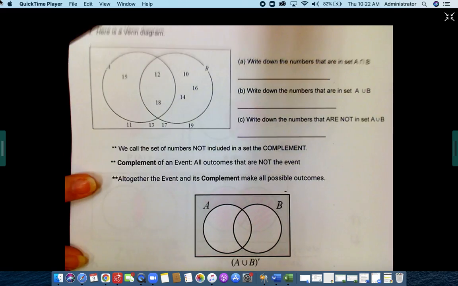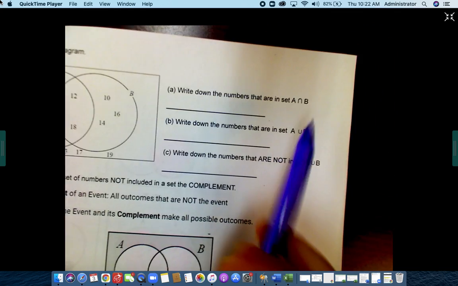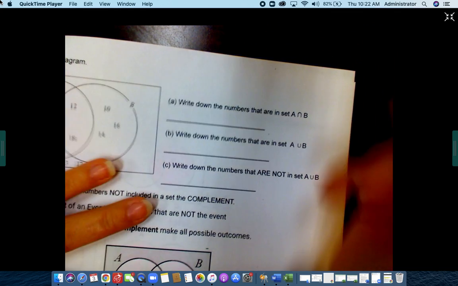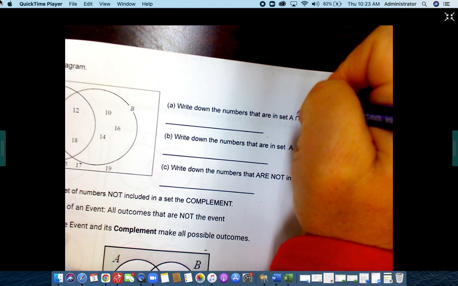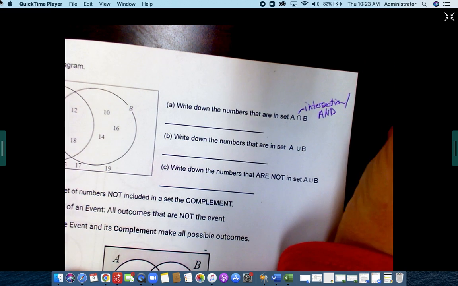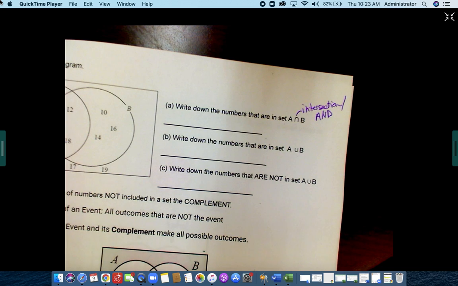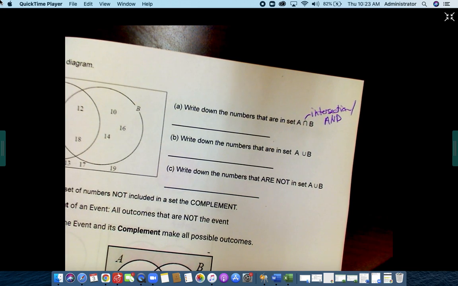This is the last set here. So I am giving you a Venn diagram, and it is similar to the last one, except it's not about perfect squares or even or odd. It's just a random set of numbers. And the first thing I'm doing is asking you to write down the numbers that are in set A intersection B. So remember, this is intersection, or in other words, and. Okay? So, and, I'll highlight like I did before. What colors did I do before? I think I did, or was the purple.